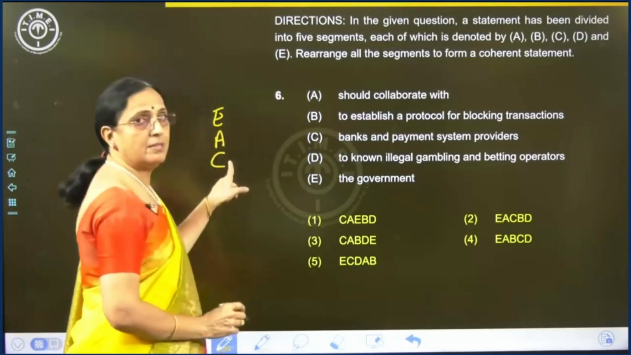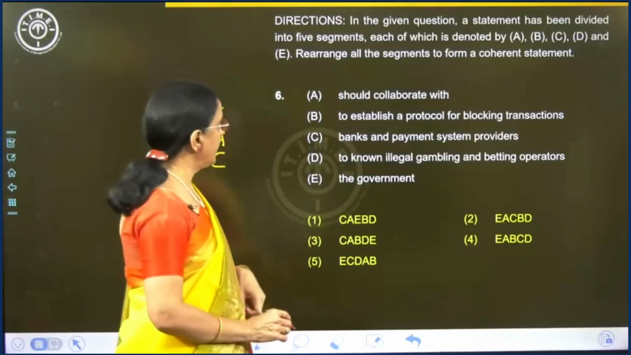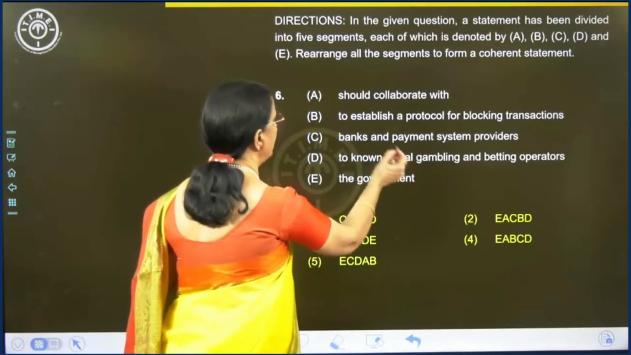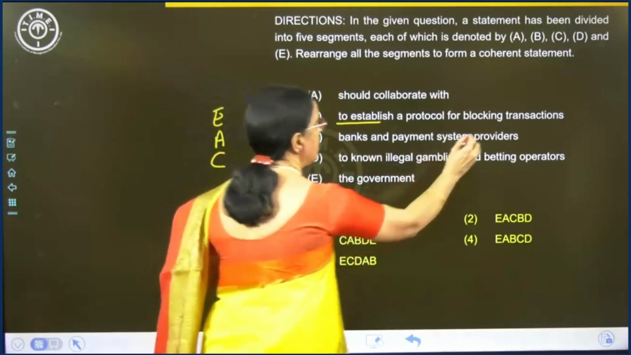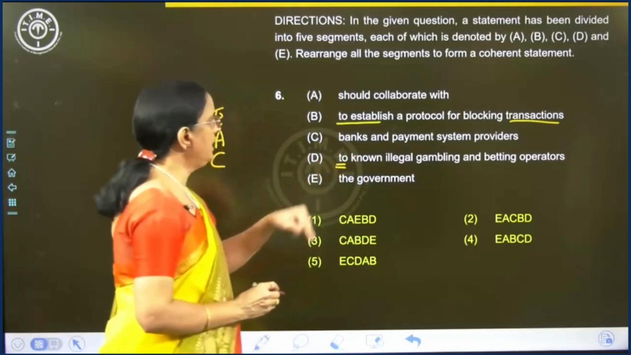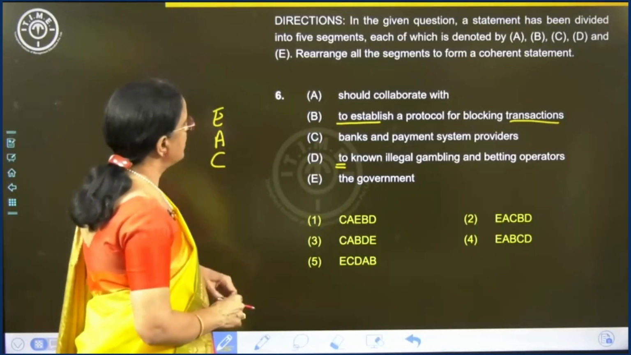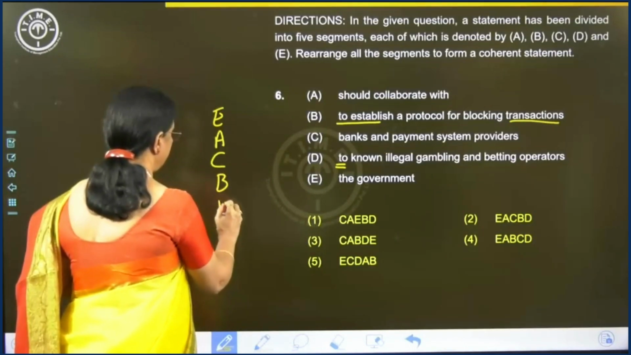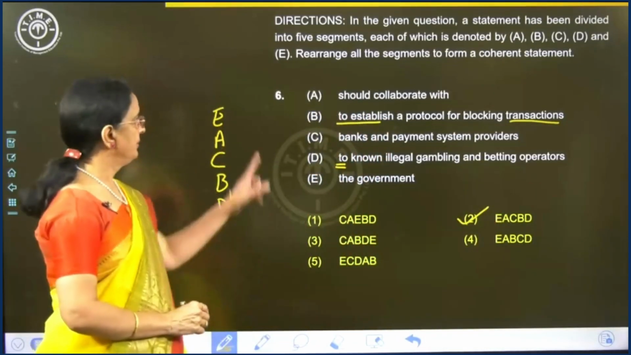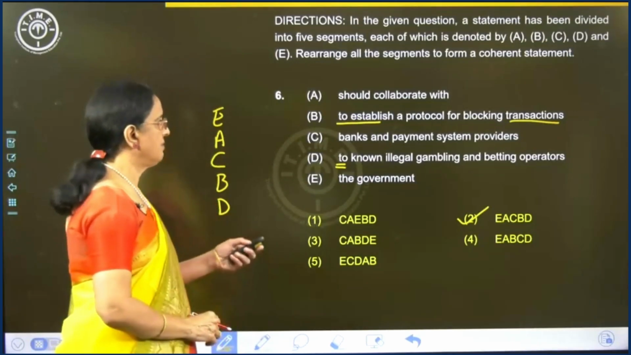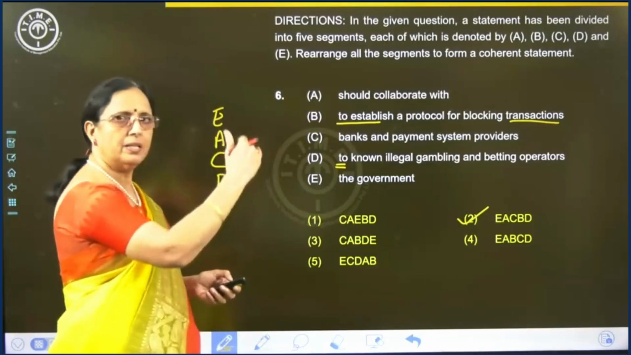All right. So, write these letters carefully, please. The government should collaborate with banks and payment system providers to establish a protocol for blocking transactions to known illegal gambling and betting operators. So, transactions to is the straight connection. So, EACBD. Where do you have EACBD? 2. That's the answer. Clear? Very simple and straight. Government collaborating and then with banks and transaction to known. So, look at the flow of thought.